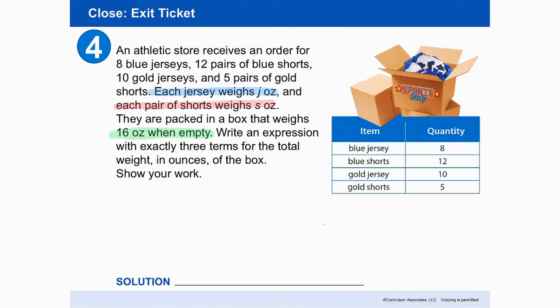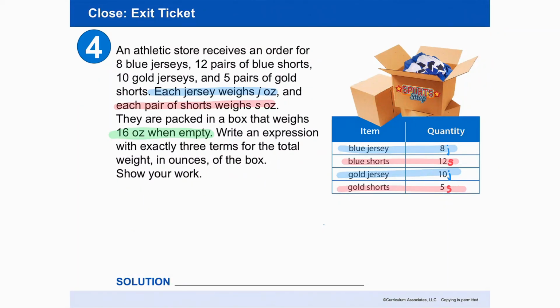Okay, so what we're going to do is look at our chart here, and anytime I see a jersey, I'm going to mark that as blue or J, and anytime I see a short, I'm going to mark that red or S. I'm just going to start, so blue jersey, gold jersey, and then I have shorts. Okay, and then I'm just going to rewrite that with my variable. So I have 12 blue shorts, which I know should be S, so that's 12S. Gold shorts would be 5S. Same thing up here. We know our variable is going to be a J, so 8J and 10J.